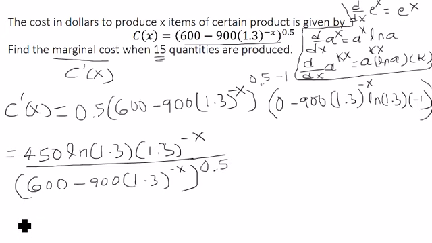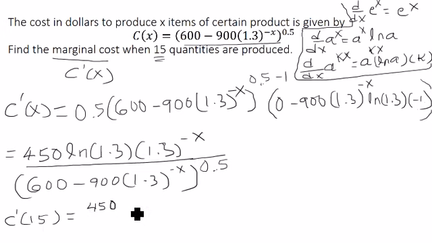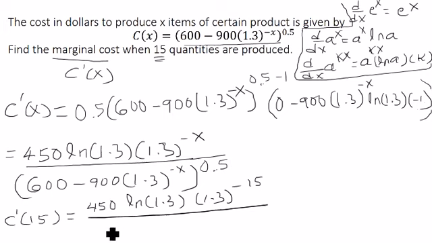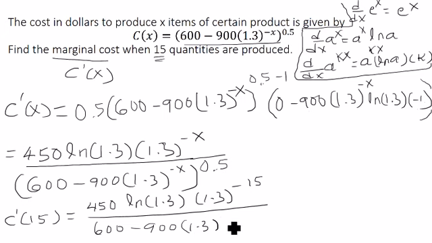So c prime of 15 is what we're looking for, and that's going to be 450 natural log of 1.3 times 1.3 to the -15, divided by 600 minus 900 times 1.3 to the power -15, to the entire power of 0.5. So let's do it in a calculator.